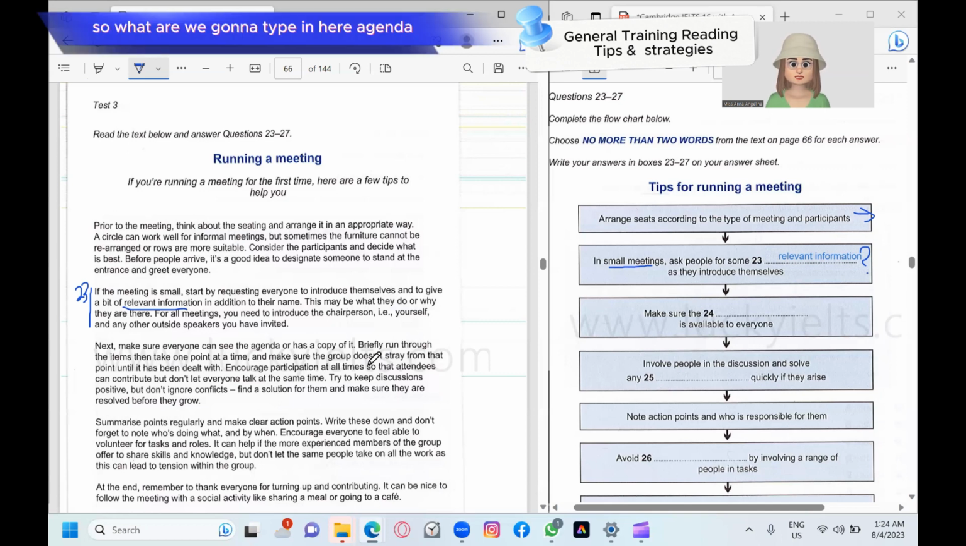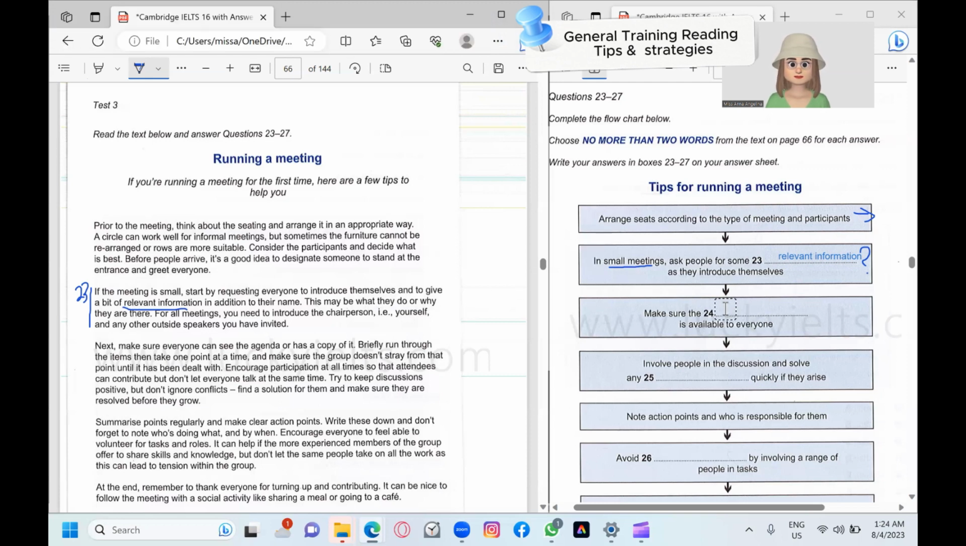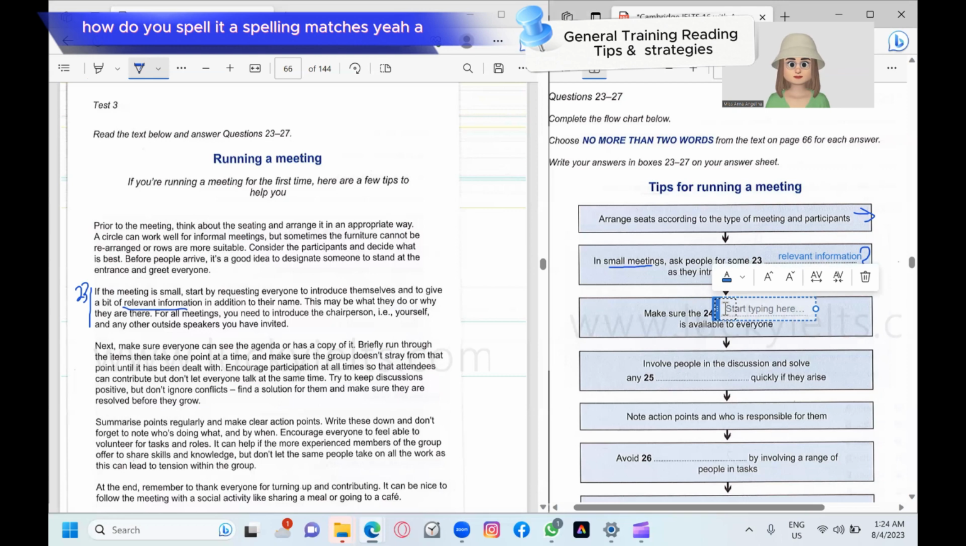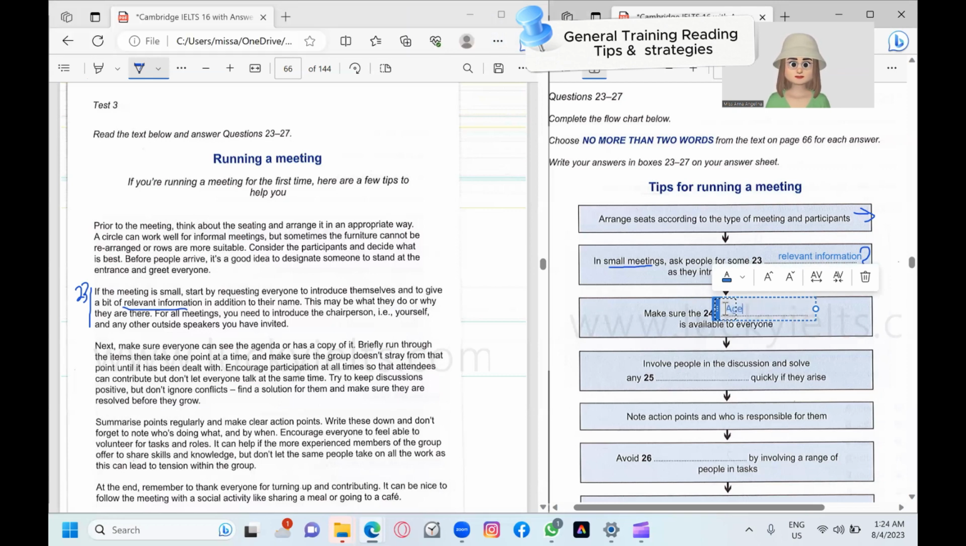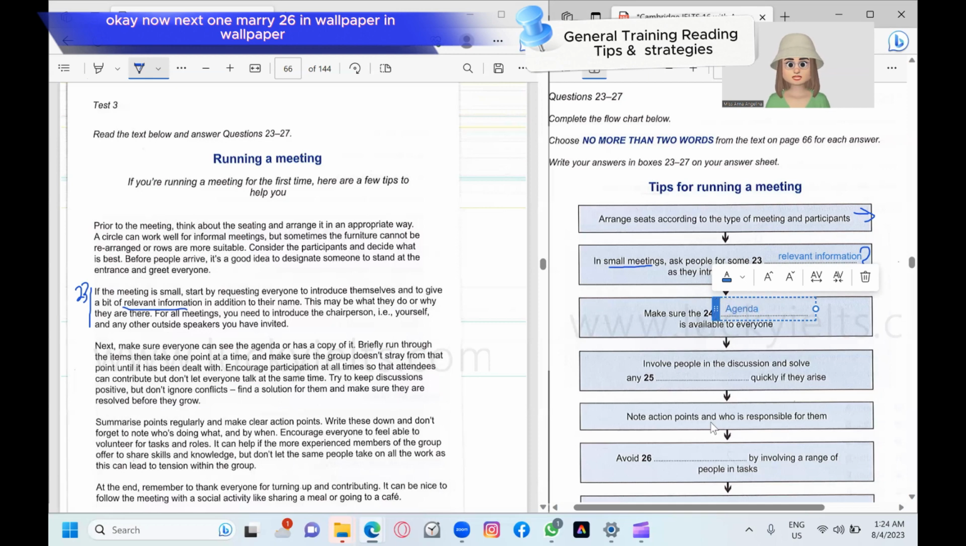So what are we going to type in here? Agenda. Okay. How do you spell it? A. Spelling matters. Yep. A-G-E-N-D-A. Okay. Now next one, Mehreen. 25th also. Involve people in the discussion and solve any dash quickly if they arise.